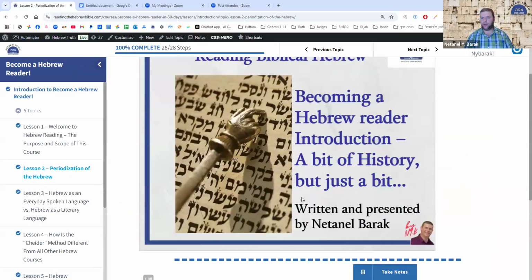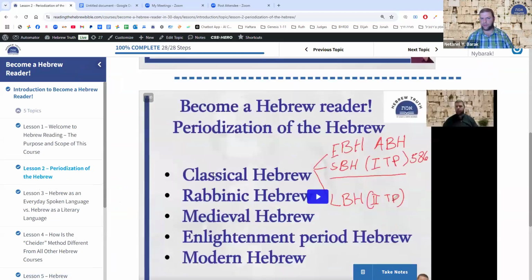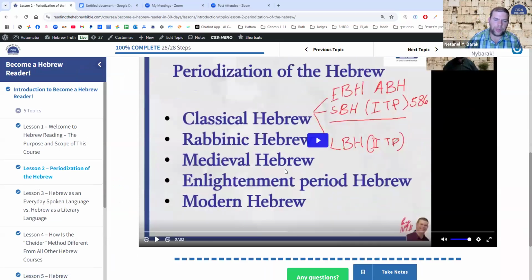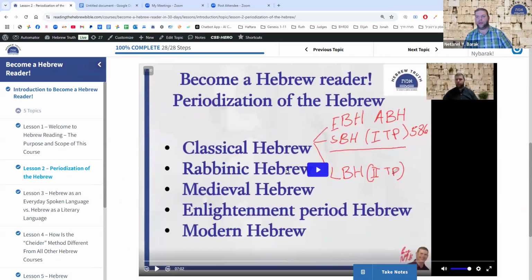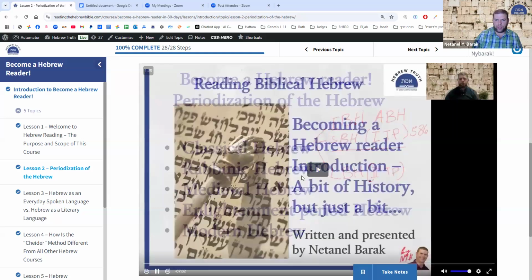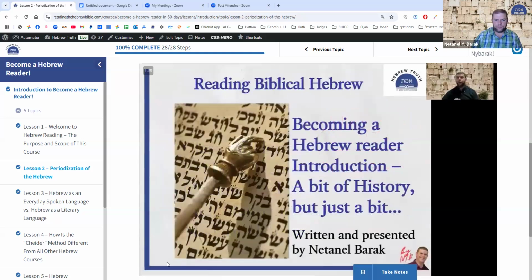Okay, where we're talking about exactly these questions: how do we divide the Hebrew into different periods? We're not getting into the nitty-gritty of what it means and what are the characteristics of each of these periods of the Hebrew.